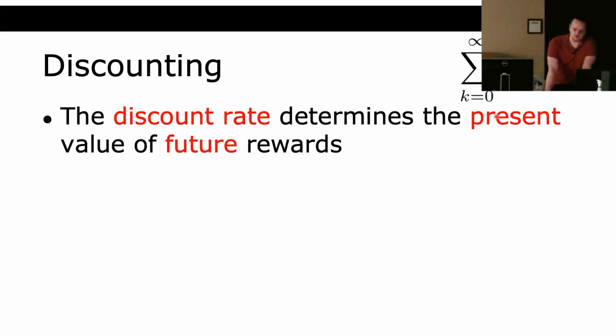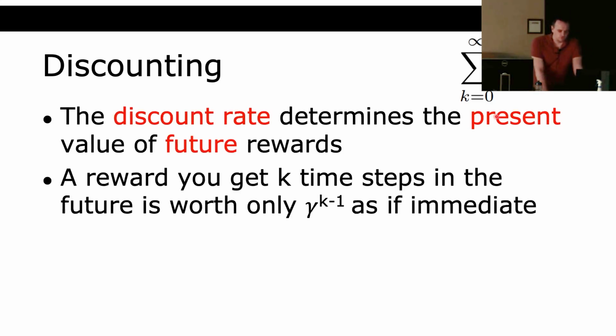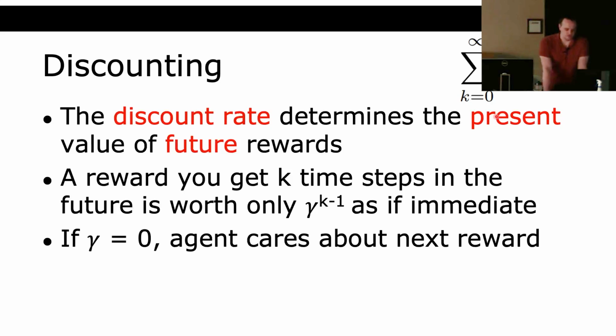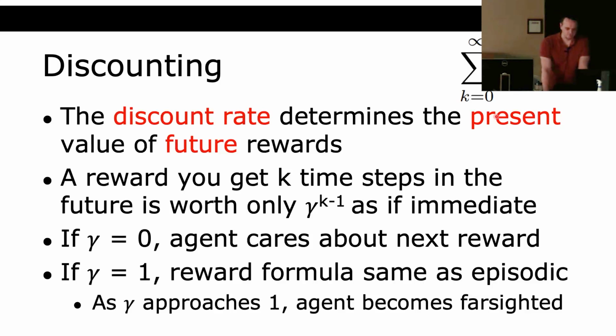The discounting rate determines the present value of future rewards. So the reward you get at k time steps in the future is only worth gamma to the power of k minus 1 as if it was the next reward that you were going to receive. If gamma equals 0, the agent only cares about the next reward because all of those gammas become 0, so all the other things don't matter. And if gamma is 1, then the return is the same as the episodic return we've been looking at. As gamma approaches 1, the agent becomes more farsighted, so it weights everything equally.